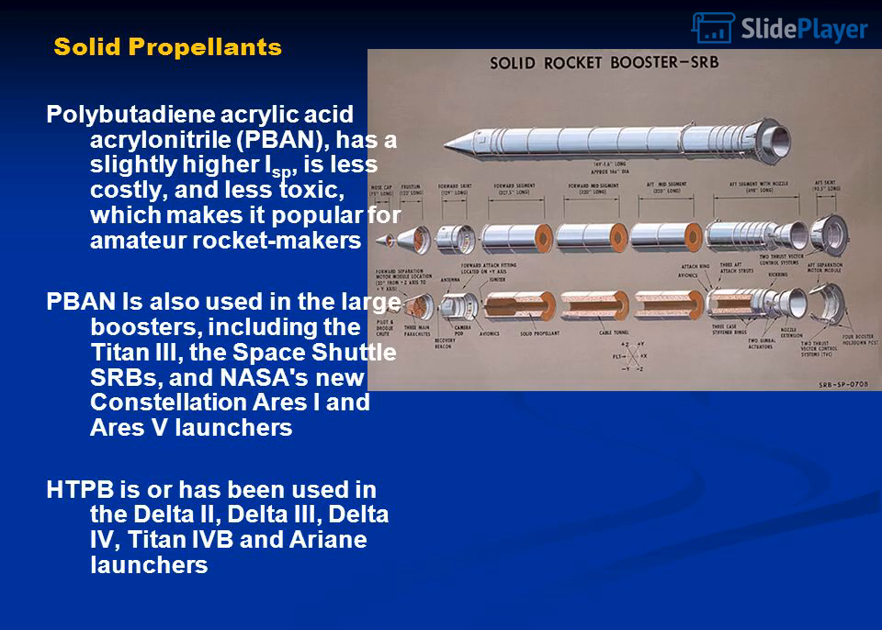Solid propellants. Polybutadiene acrylic acid acrylonitrile, PBAN, has a slightly higher ISP, is less costly, and less toxic, which makes it popular for amateur rocket makers. PBAN is also used in the large boosters, including the Titan III, the Space Shuttle SRBs, and NASA's new Constellation Ares I and Ares V launchers. HTPB is or has been used in the Delta II, Delta III, Delta IV, Titan IVB and Ariane launchers.